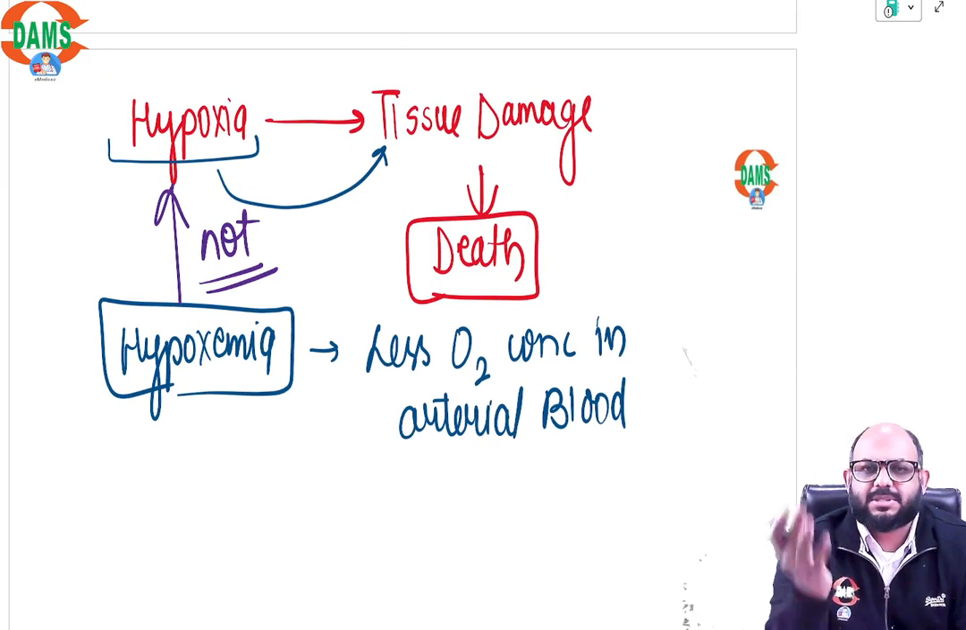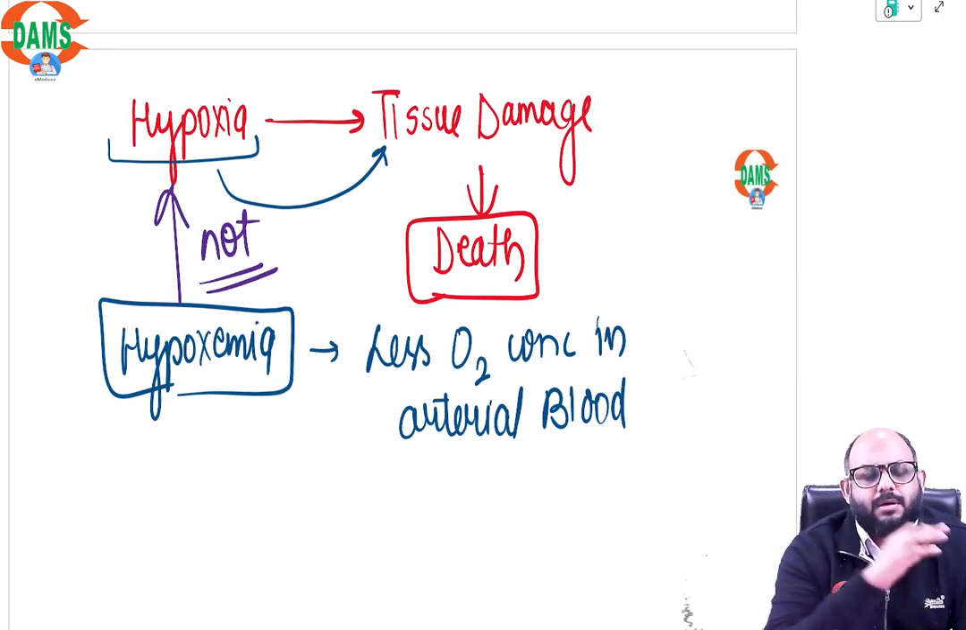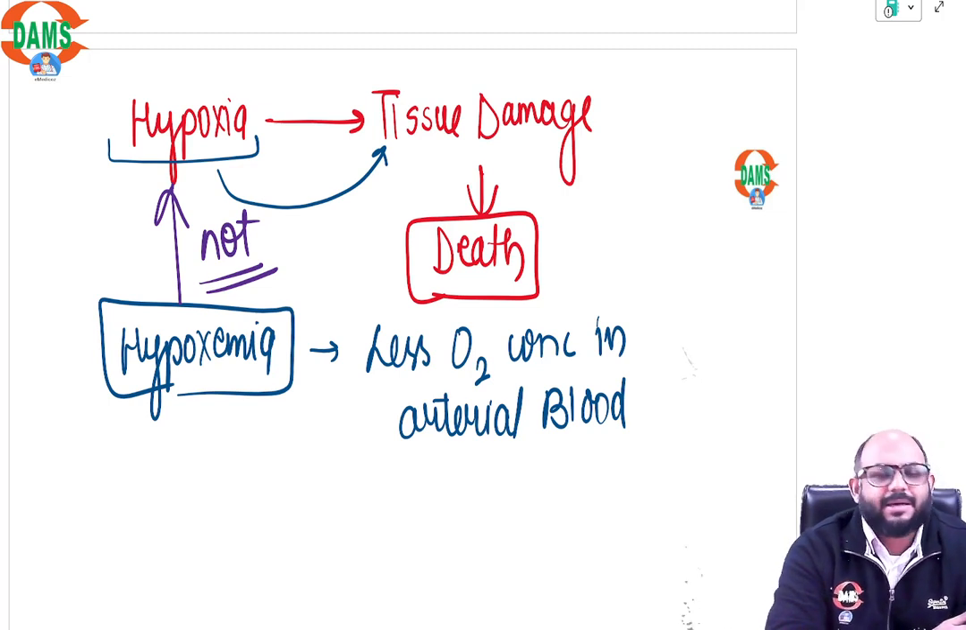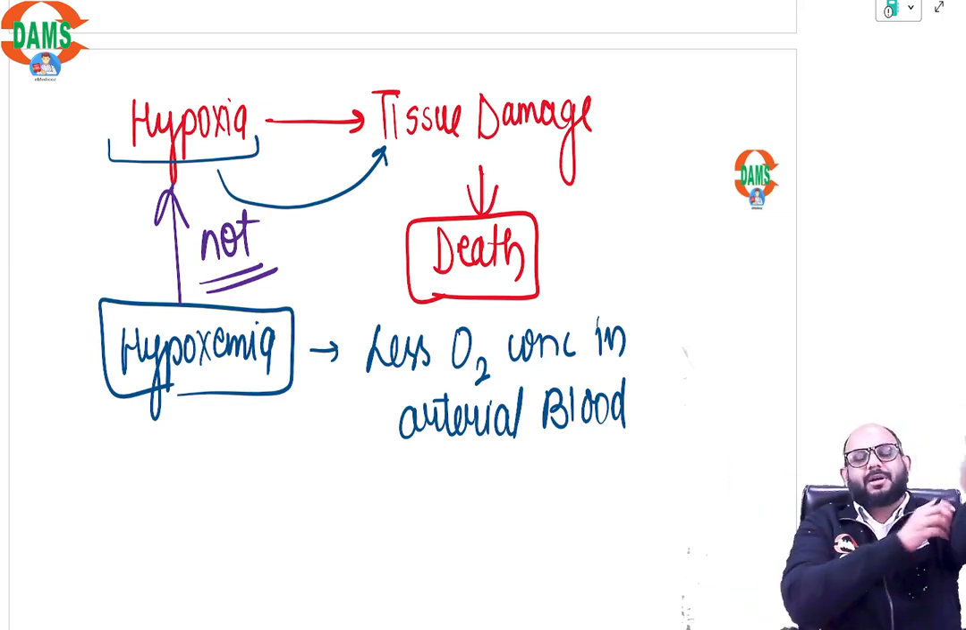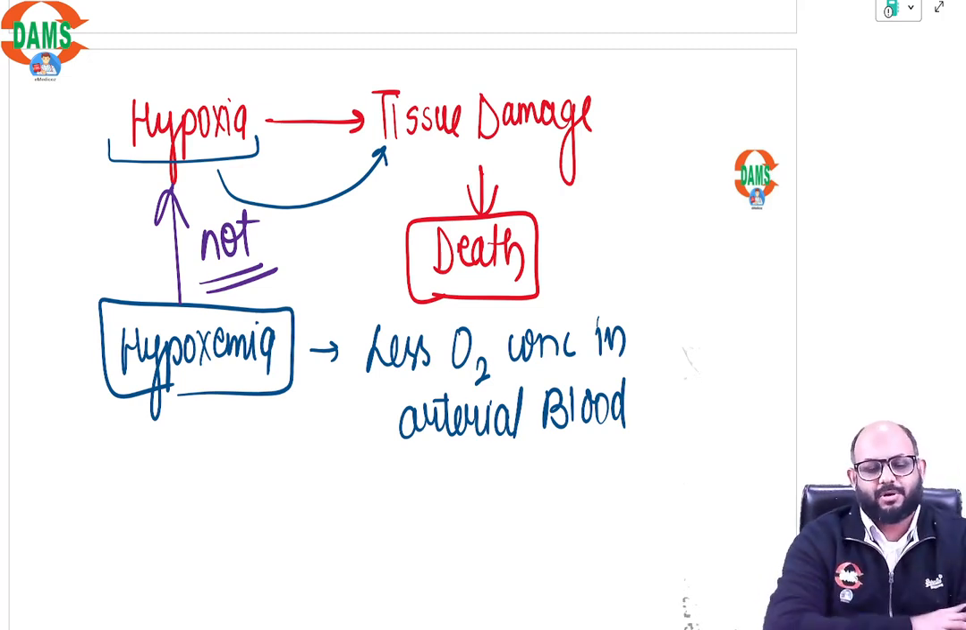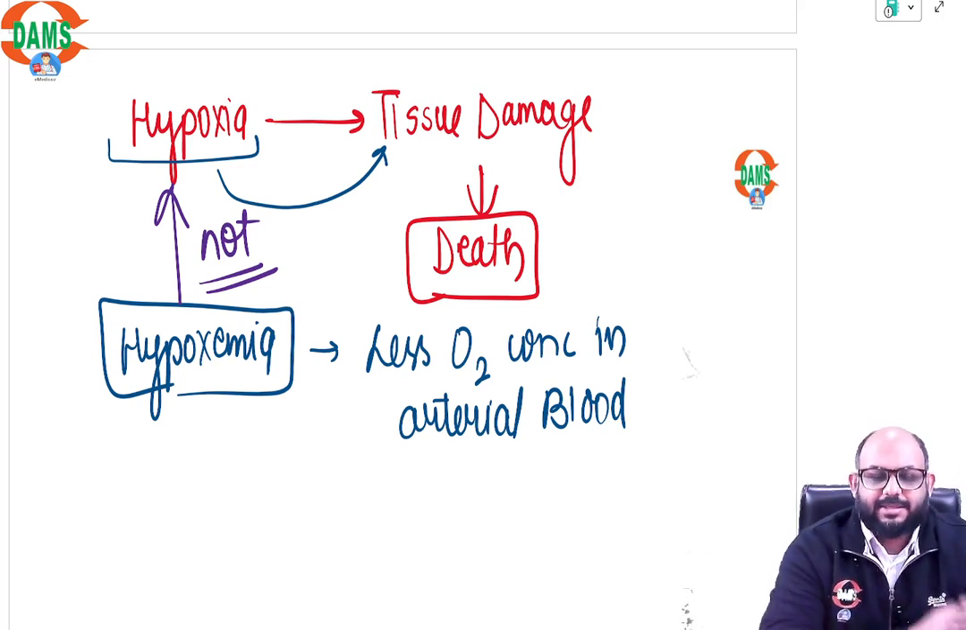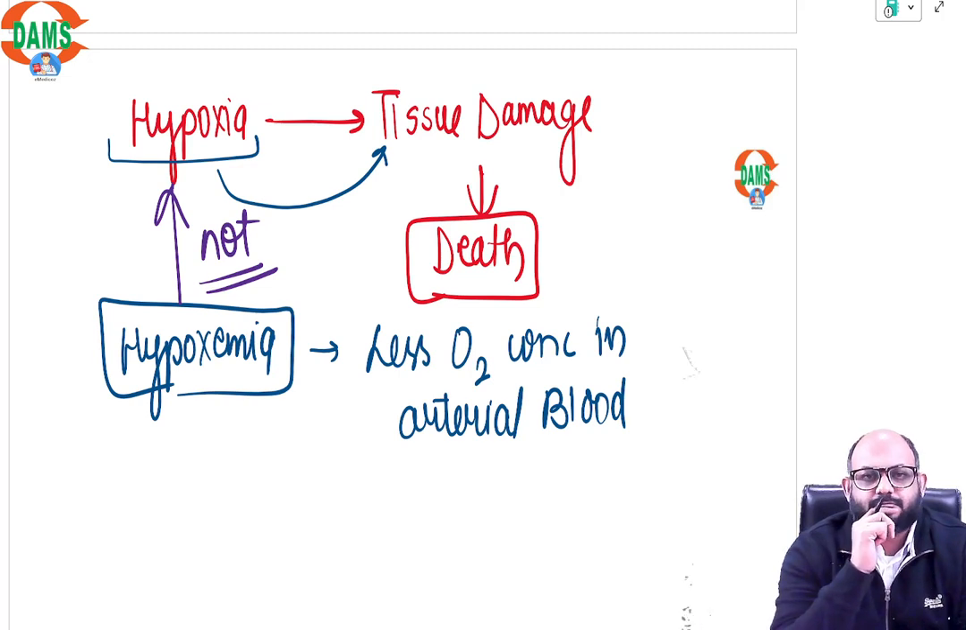Hypoxemia is not hypoxia. If the arterial concentration of oxygen is less than normal, it doesn't mean that the tissue level is also less. At the same time, if the arterial level is normal, it doesn't mean that the tissues are not hypoxic or the tissues do not have less oxygen. All right. This is something you should keep in mind.